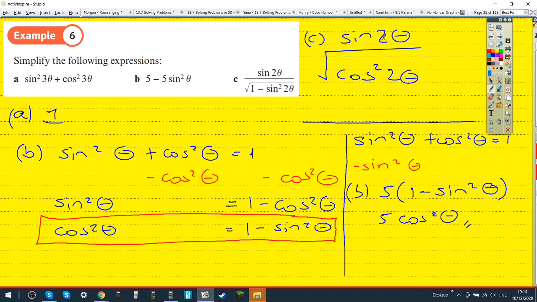Okay, so sine 2 theta over the square root of cos squared 2 theta. Any idea what you do next? Or could you simplify it? Would the 2 theta cancel out? You would have to square root first. So the square root of cos squared 2 theta. Yep. Any idea what you get?